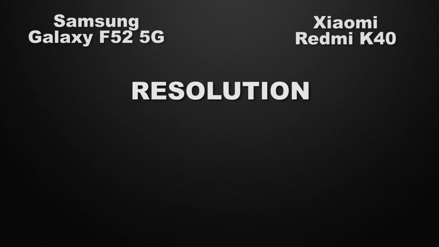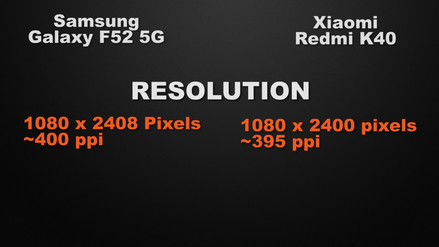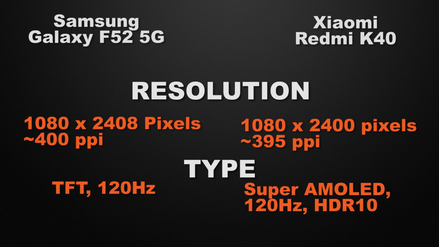Let's talk about the screen resolution of the devices. F52 comes with a Full HD Plus display. On the other side, K40 also has a Full HD Plus display. So it's a tie. And about the display type of the devices, F52 has a TFT display with a 120Hz refresh rate, whereas K40 has a Super AMOLED display with a 120Hz refresh rate and HDR10 support.